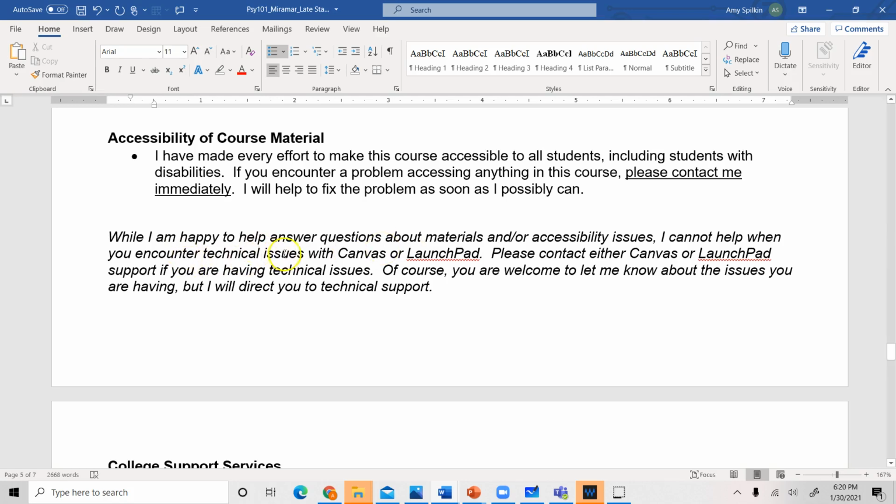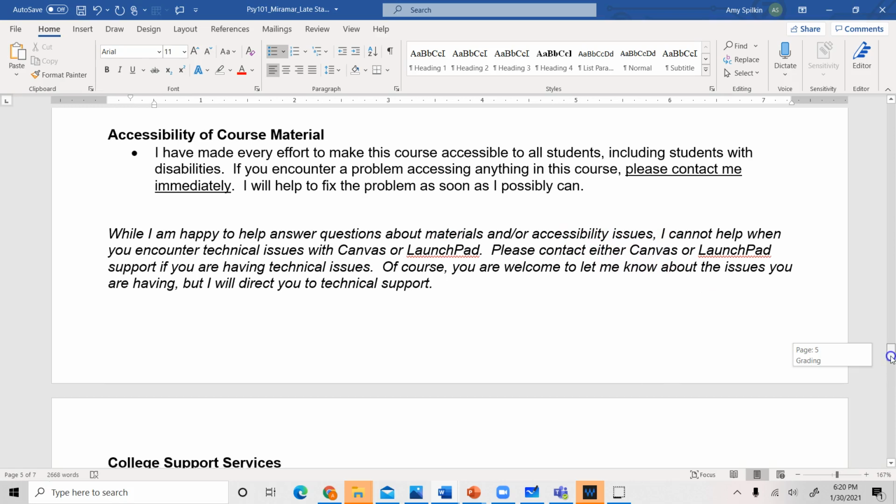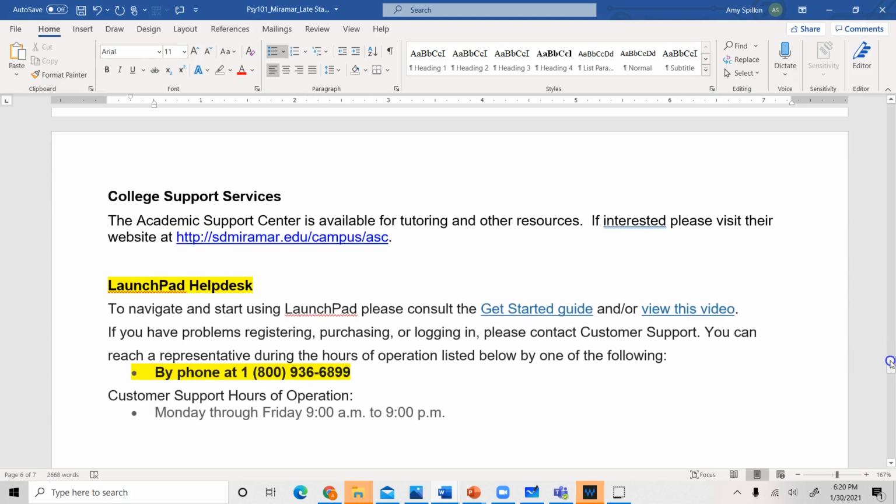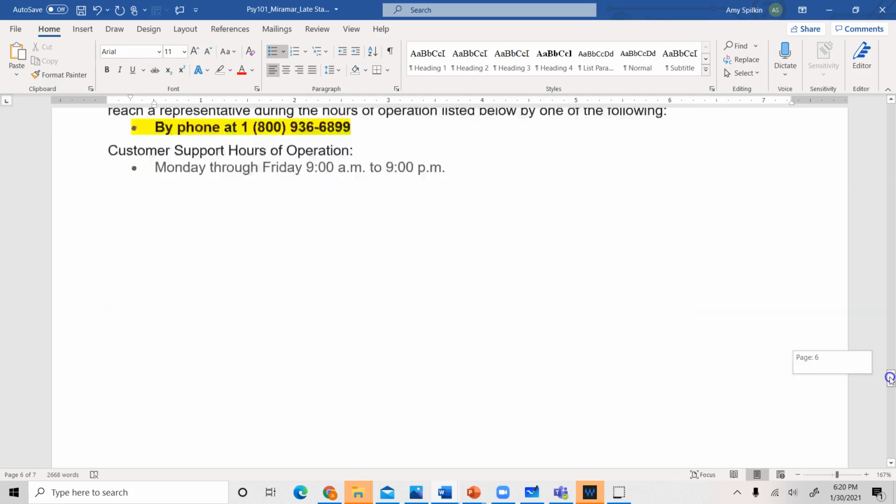But I can't help with technical issues. So if you forget your Canvas password, I can't help you with that. Or if Launchpad is glitching on your computer for some reason, I can't help you with that. So you either need to contact Canvas support if you're having Canvas problems, or Launchpad support. Here's the Launchpad support phone number if you're having Launchpad problems, because I cannot help with technical issues like that. If you need any type of academic support, here's the Academic Support Center. Like I said, here's the Launchpad Help Desk phone number.